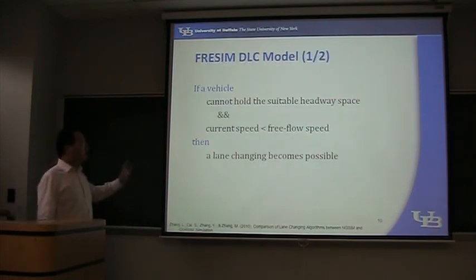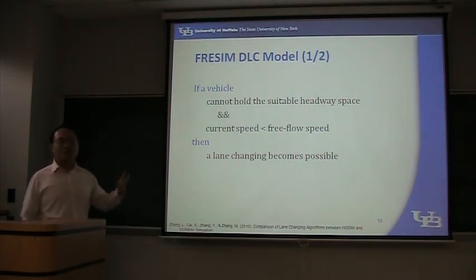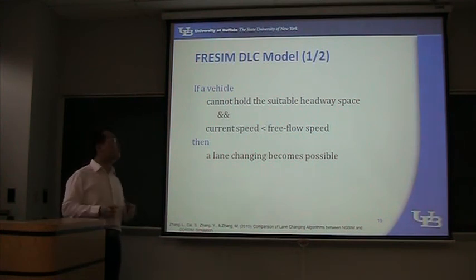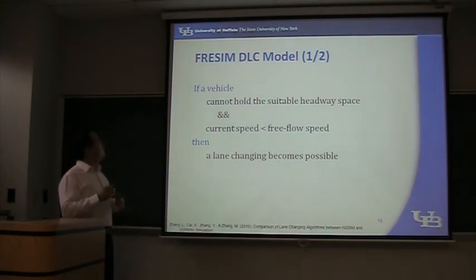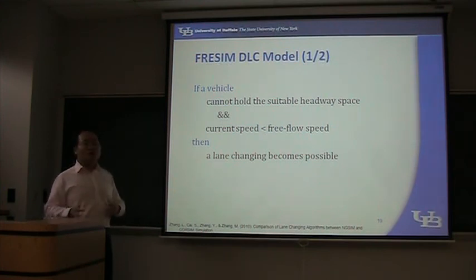I have finished talking about VISSIM, and now I want to talk about CORSIM. For CORSIM, I picked FRESIM, which is the freeway model, as an example. And I only want to talk about the discretionary lane changing, which is more complex.